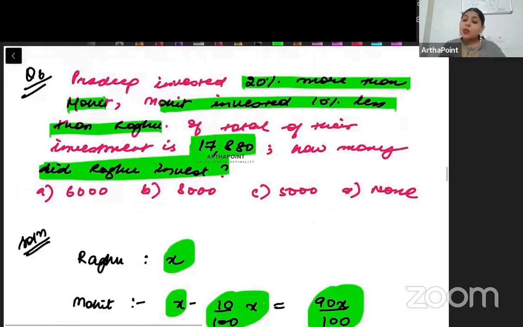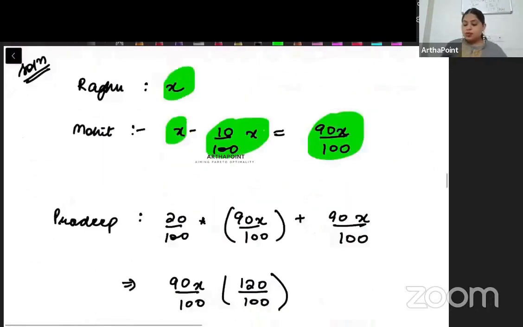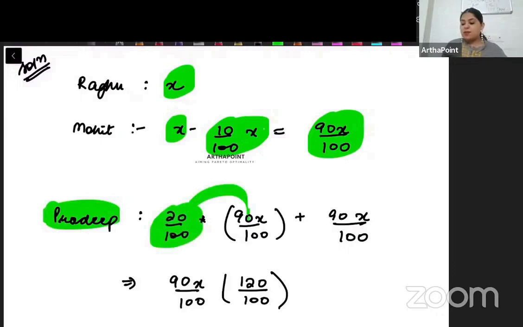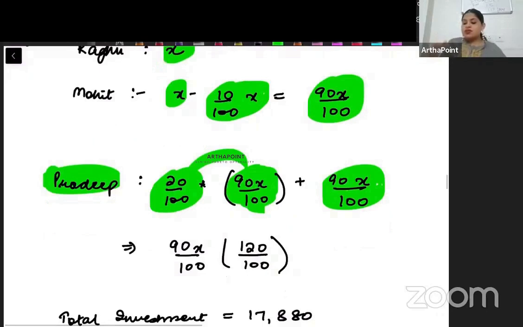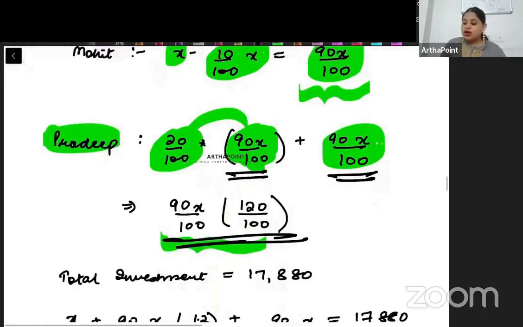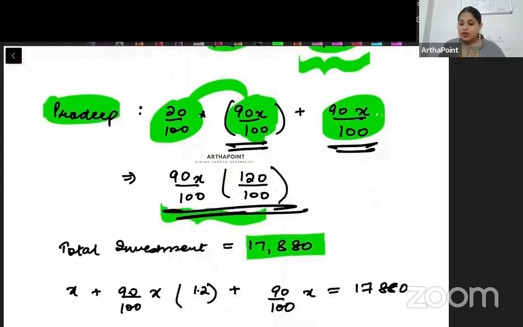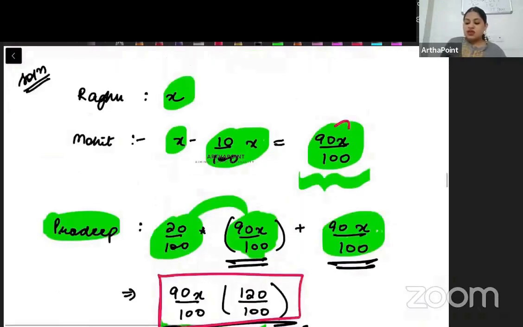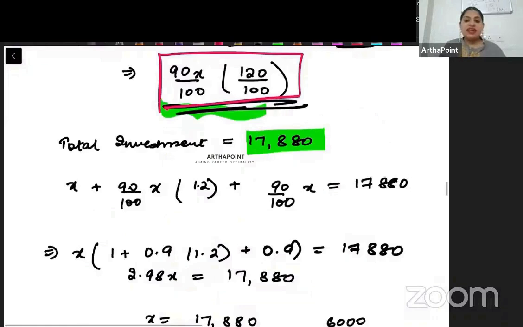Then Pradeep invested 20% more than Mohit. So Pradeep would have invested 20% of what Mohit invested plus the investment of Mohit. Are you getting it? So Pradeep has invested 20% more than Mohit. So 20% more than this 90x by 100. So it is going to give you this. When you take 90x by 100 common, you will get this. Now, given that the total investment is 17,880. So investment by Pradeep plus Mohit plus Raghu, this totally gives 17,880.